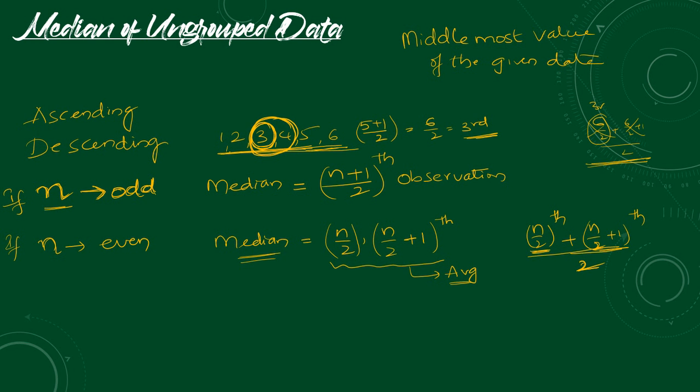And before starting the problem of median, you need to see that the given observations are in ascending order or descending order. So this is very important, right? So these are the things related to median of ungrouped data, right? Next, moving on to median of grouped data.